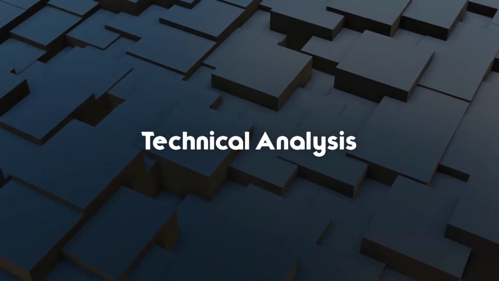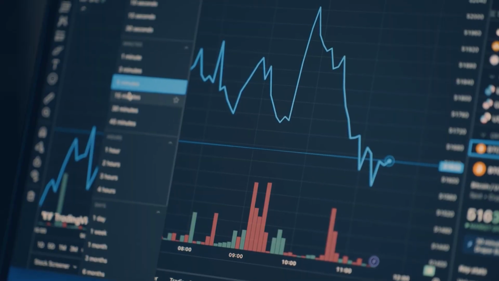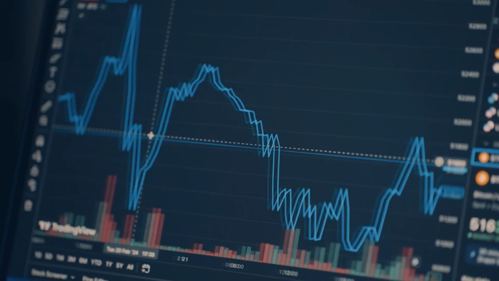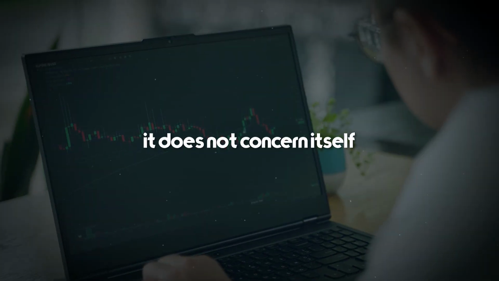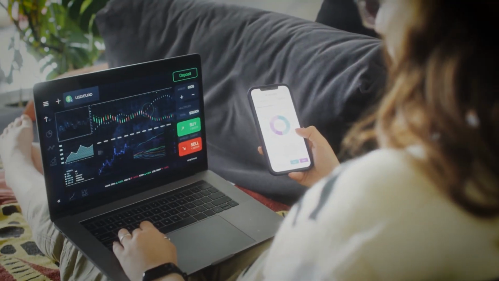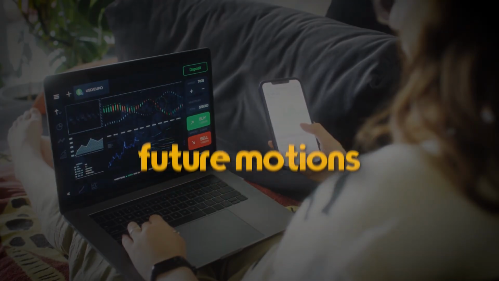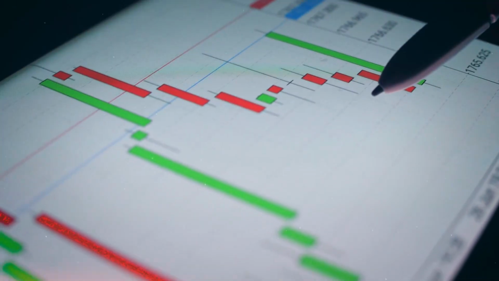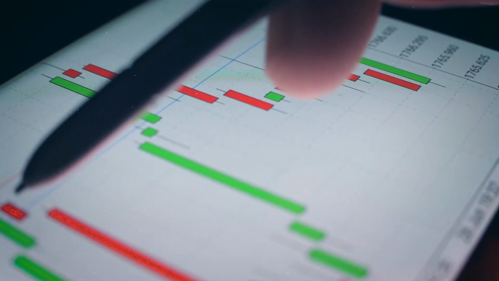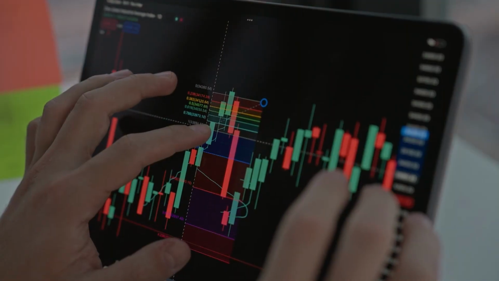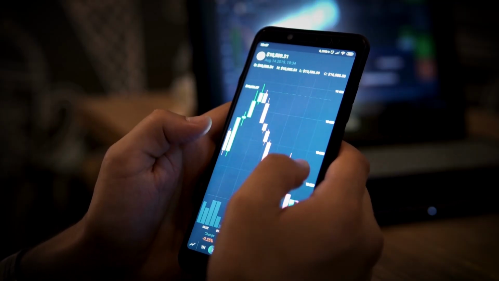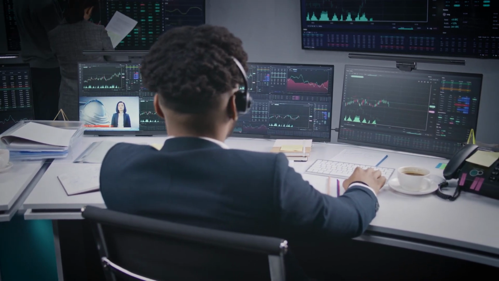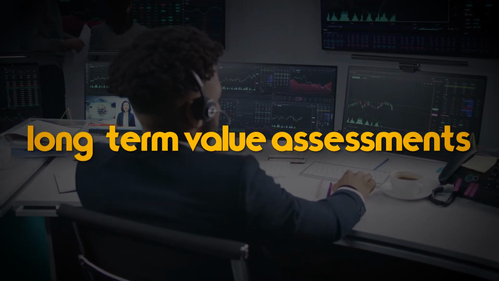Section 2. Technical analysis. Technical analysis, in contrast, relies on statistical patterns, including volume and price movement, gleaned from trading activity. Unlike fundamental analysis, it does not concern itself with the asset's intrinsic value but with patterns and trends that suggest future motions. Technical analysts employ a range of graphs and signals, such as moving averages and relative strength indices, to predict market direction. This method is prevalent among traders who seek to profit from transient pricing changes depending on market sentiment rather than long-term value assessments.